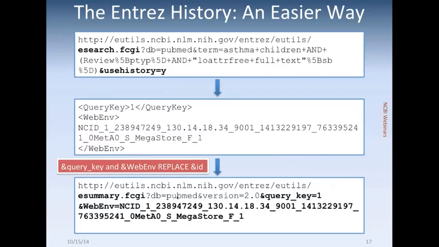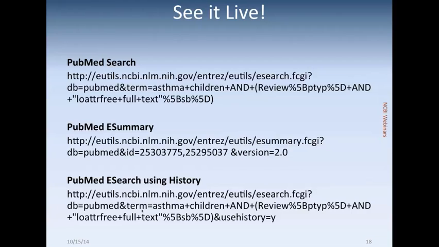So if you take these two parameters, the query key and the web environment, and provide them to eSummary, it effectively replaces the ID parameter. So you don't need the ID parameter anymore. You give it the query key and the web environment, and it puts the entire set onto eSummary. So this is a very efficient way of doing communication between search and summary when you need to do something like that. So let's see how this works.